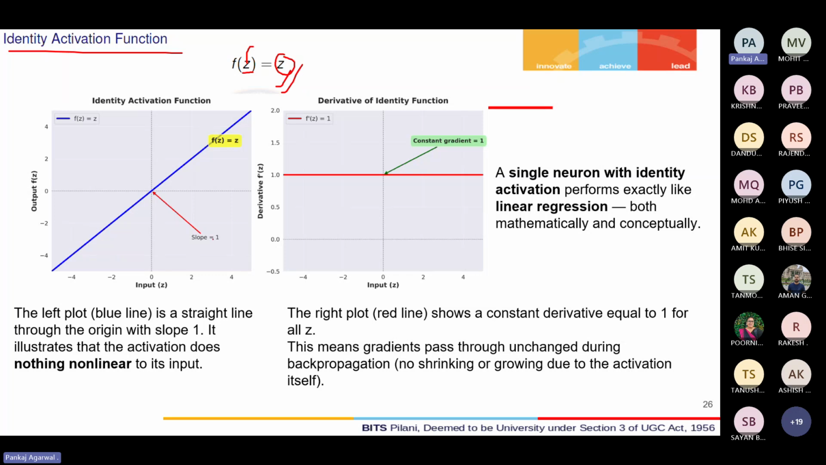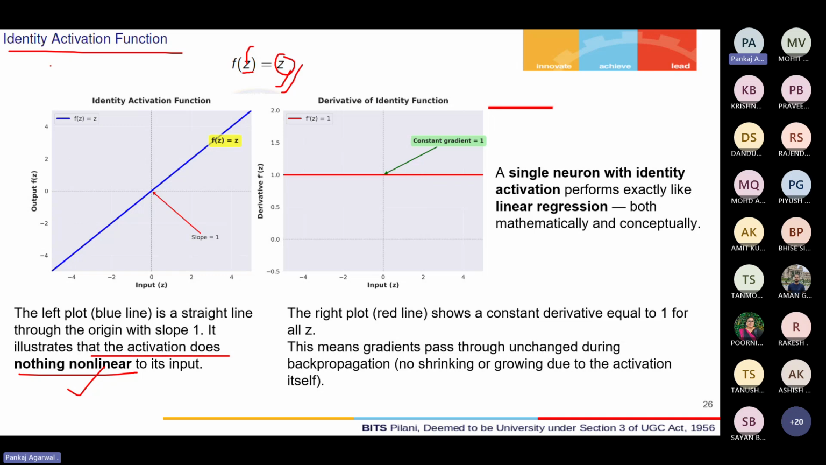As you can see, the straight line equation becomes a straight line because we have a slope of 1. So it illustrates that the activation does nothing non-linear, right? Obviously in the identity function, there's nothing non-linear happening.